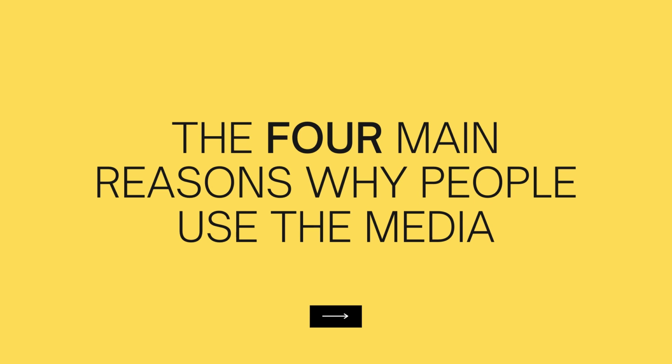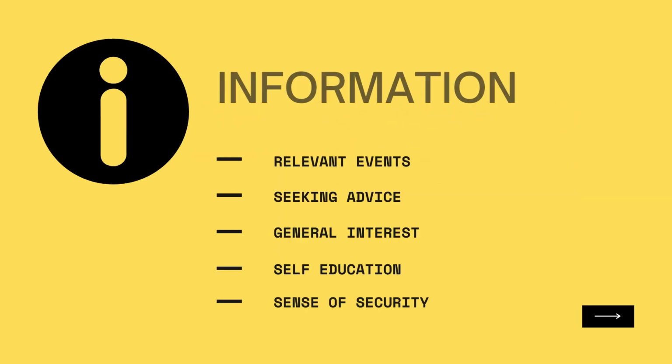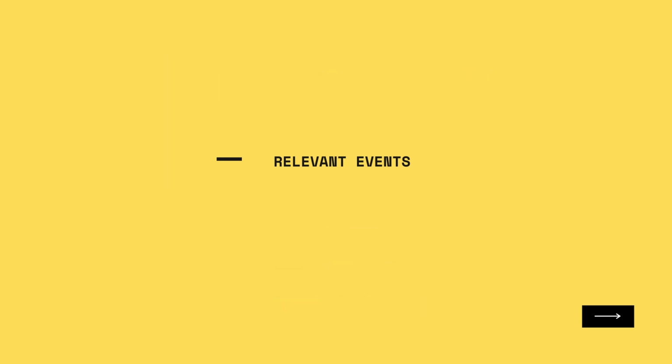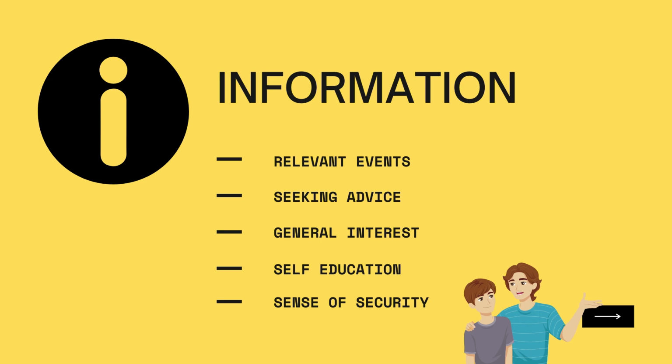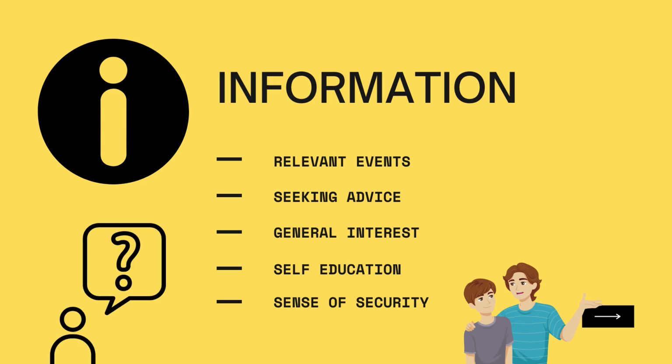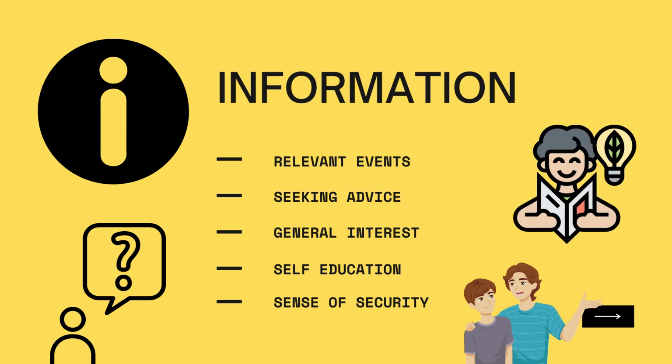Generally, there are four key reasons why people use media. The first is information. People use media to get information about events relevant to the person. They use media to seek advice and to find information regarding their general interest, which is nothing but satisfying a person's curiosity and fascination with random topics. There is also the practice of gaining information from the media to educate oneself about anything specific and to get the sense of security from gaining knowledge.